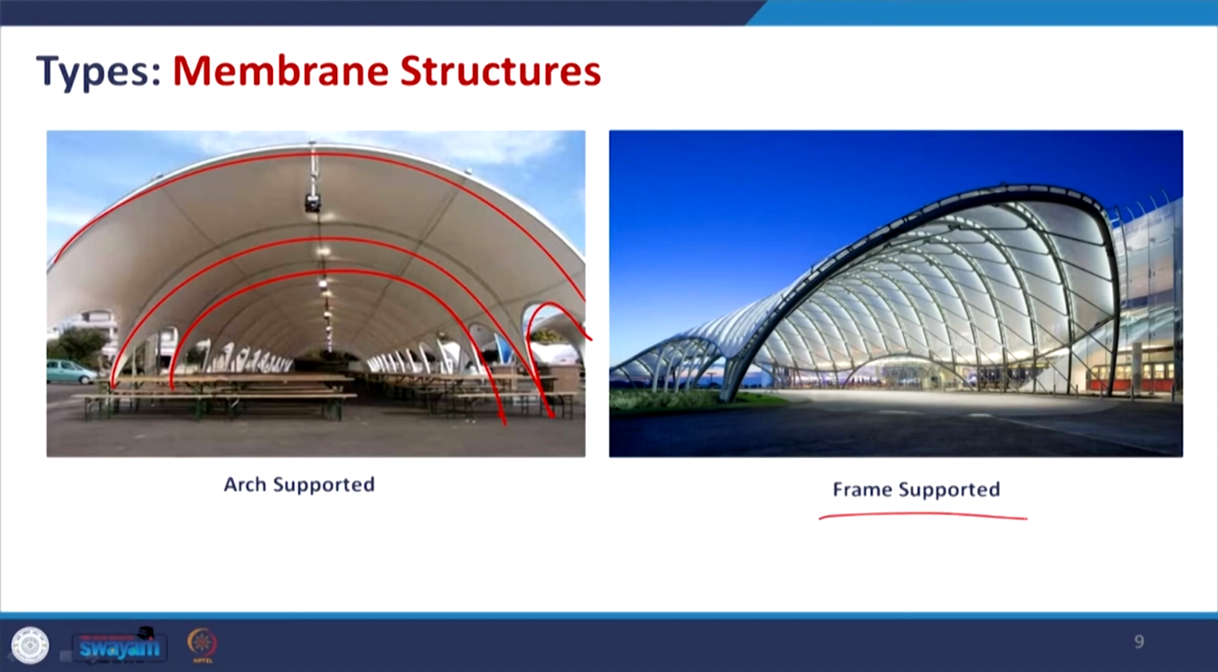Now, coming to the frame supported, it is again an arch form, but here you can see that they are creating a different structural grid in this, and if you zoom out, you can see that it is not a single arch form. So, here a frame is used to create the overall volume, and this cloth or membrane is attached for creating the overall fabric structure. So, this is frame supported membrane structure.